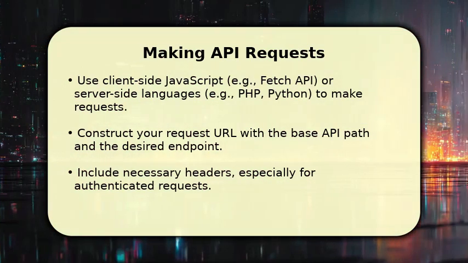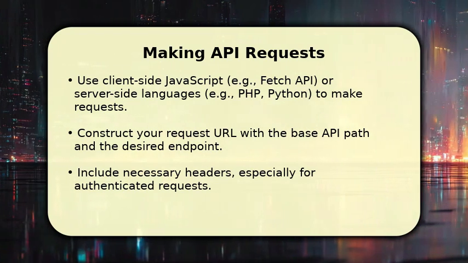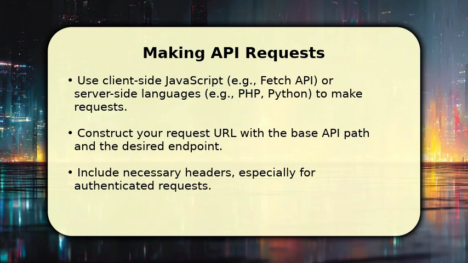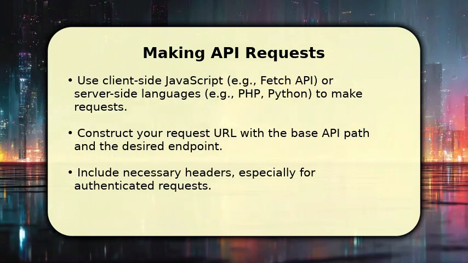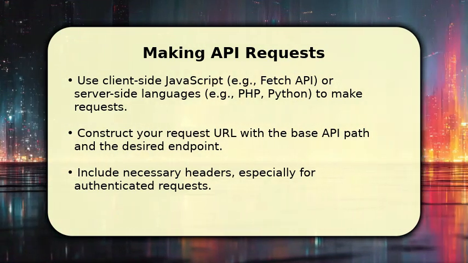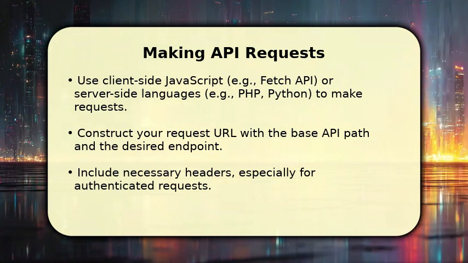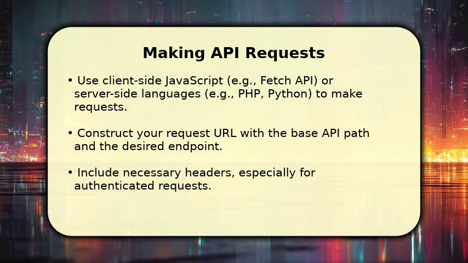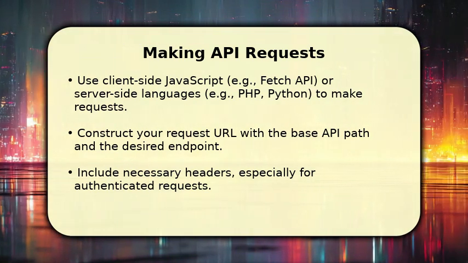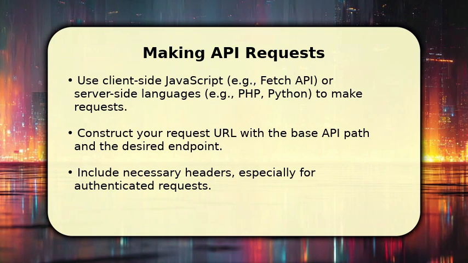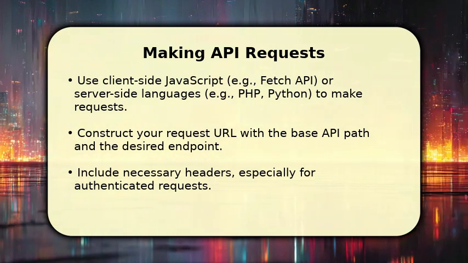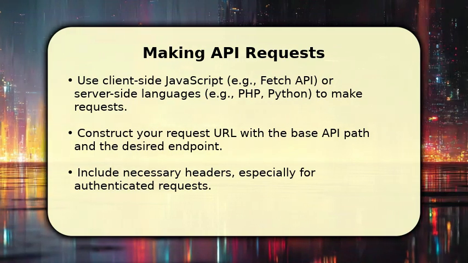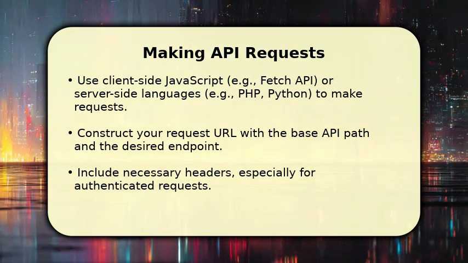Now, let's talk about making actual API requests. You can use various tools, from client-side JavaScript with the Fetch API to server-side languages like PHP or Python. The process involves constructing a precise request URL, including the base API path and your chosen endpoint. Remember to add any required headers, particularly for authenticated operations. Once the request is sent, you'll receive a JSON response, which you can then parse to access your valuable data.